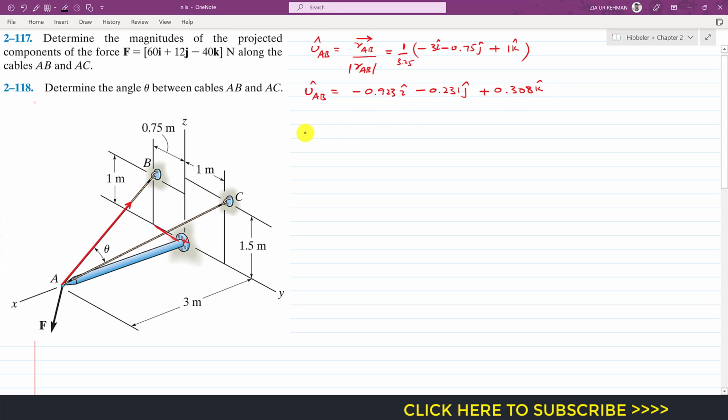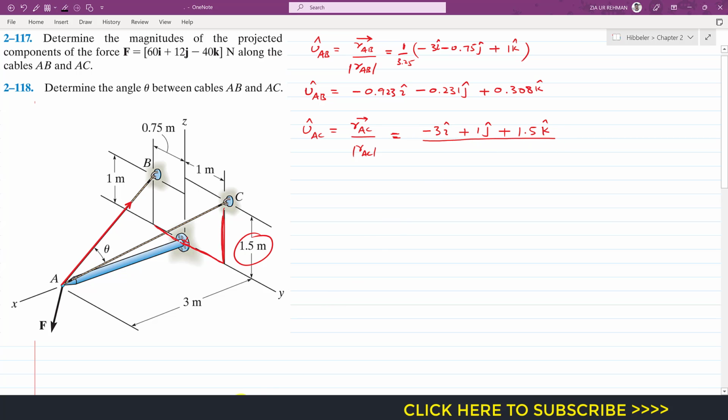Now we need to find the unit vector along AC. The unit vector along AC will be equal to the position vector from A to C divided by its magnitude. So we will apply the same method. To reach point C from A, we need to move 3 meters in the negative i direction, so I will write minus 3i. Then we need to move along positive y, and this distance is 1, so plus 1j. And then we move along positive k, this distance is 1.5, so plus 1.5k.